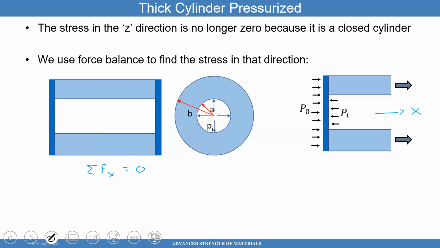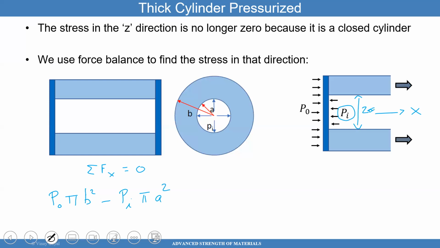So what is the force due to P naught? The force due to P naught is definitely going to the right. So that's P naught times pi times B, the radius, squared. But then you have this pressure here, Pi, which is acting in the opposite direction. So that's a force now. Pi times the area is the force. So Pi times the area, but this right here is A, 2A, I should say.